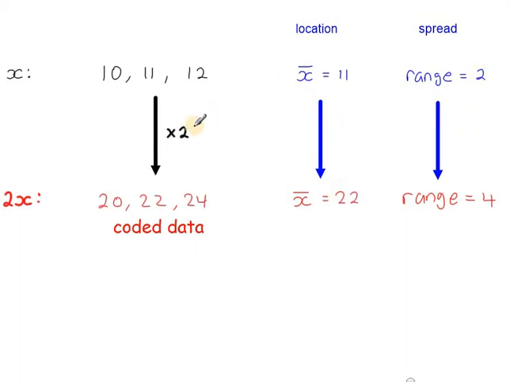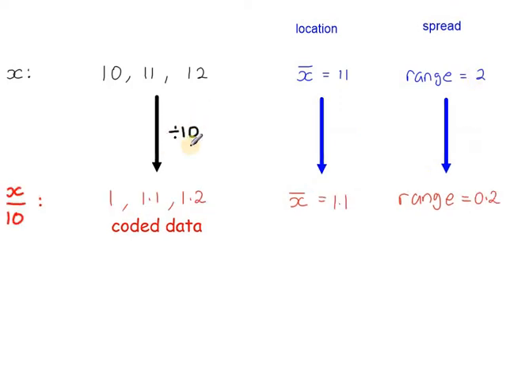And this time we're multiplying all of our original data by 2, hence the 2x. So coded data, coded mean, coded range, and the effect this time is the same on both the mean and the range. So if you multiply all of your original data by a fixed amount, then both the location and spread also change by the same multiplier.